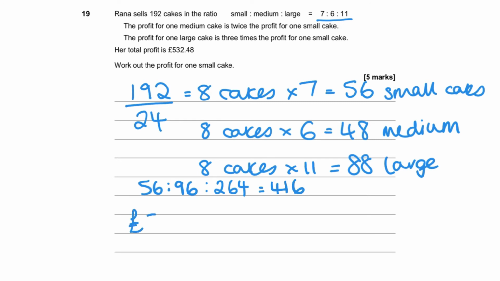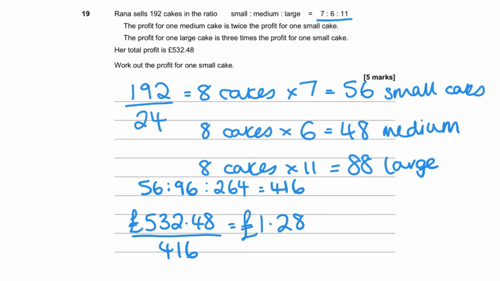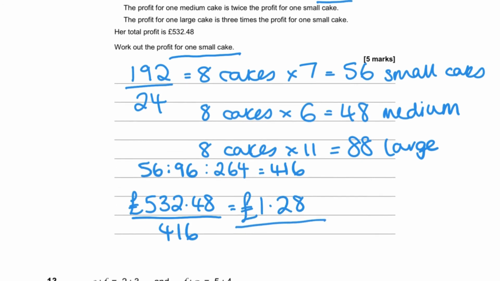So our profit is £532.48. We need to split that into 416 parts to go with our ratio. So each part is going to equal £1.28. So the profit for one small cake is going to be 1 times £1.28. So this is our answer.